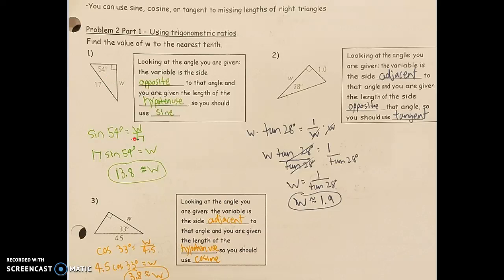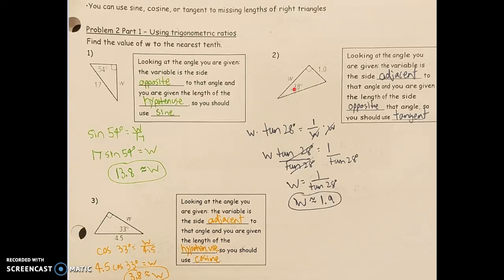And if I want to solve that for W, instead of dividing, I want to multiply both sides by 17, so I get 17 times the sine of 54 is W. And if I enter that on my calculator, 17 times the sine of 54 degrees, I should get about 13.8.